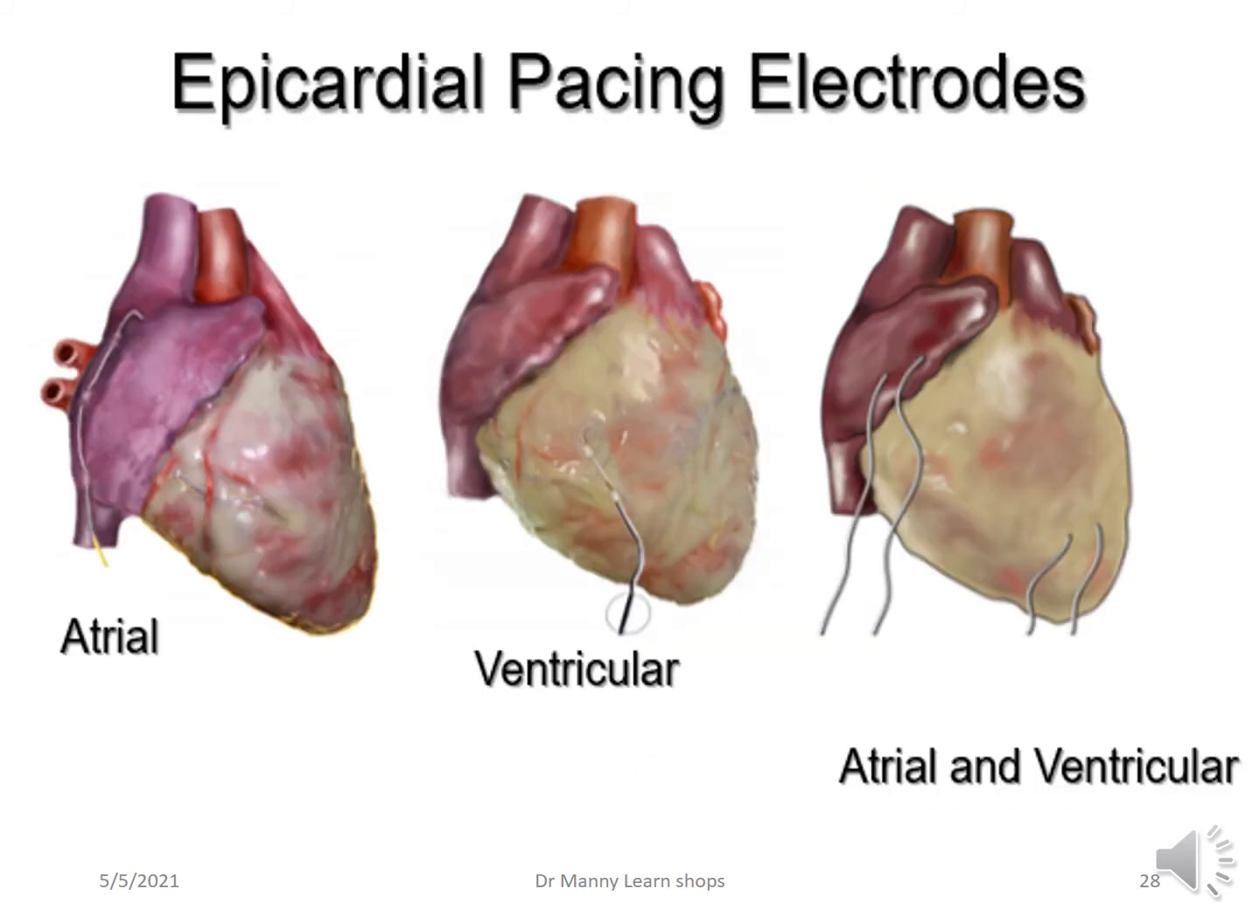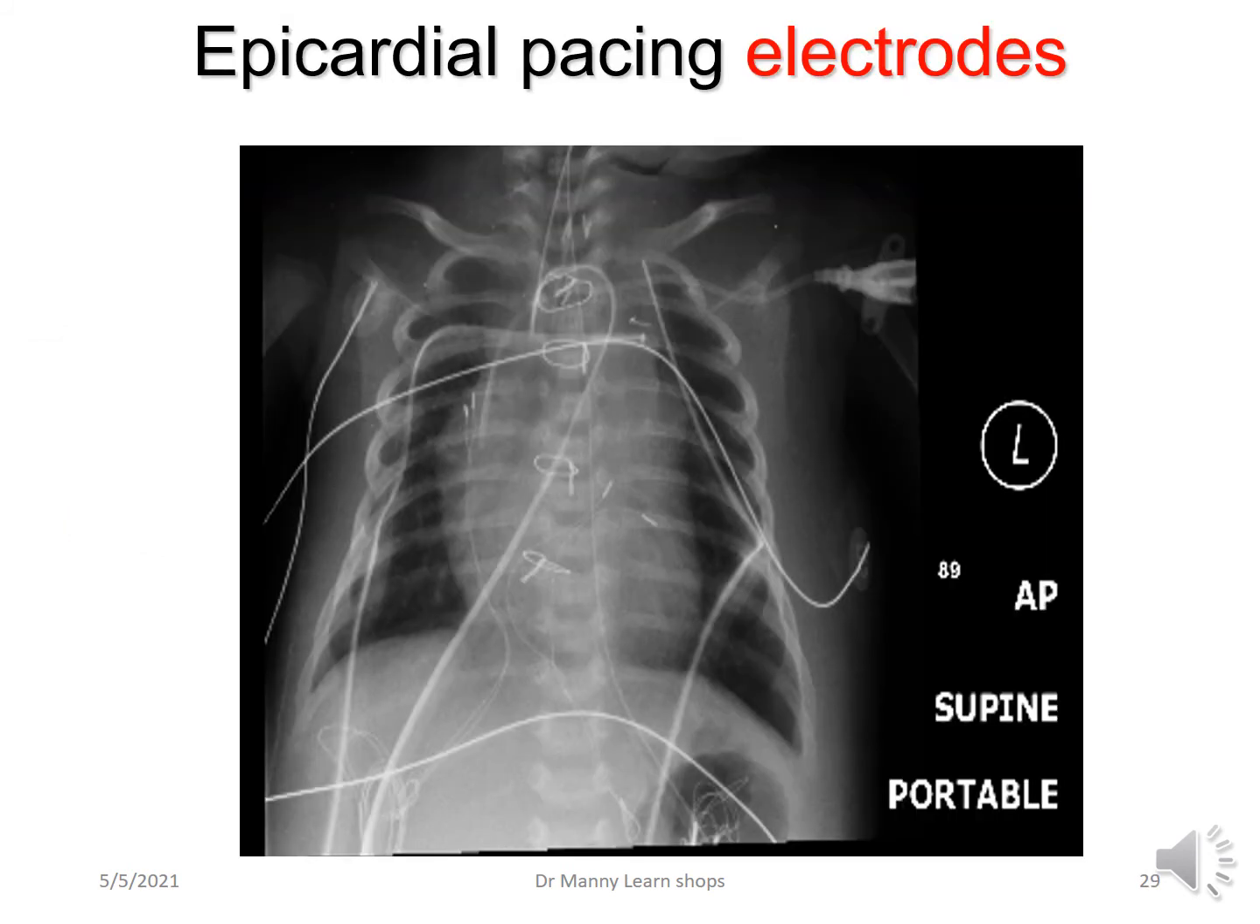When it comes to epicardial pacing electrodes, they can be atrial, ventricular, or both atrial and ventricular, depending on the surgery that's been performed and the safety issues that are required. With epicardial pacing electrodes, you can see on this chest x-ray, they're located atrial and identified ventricular.